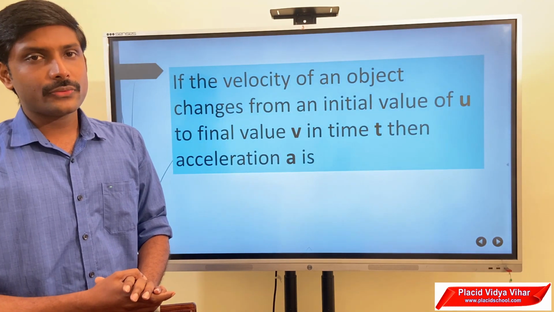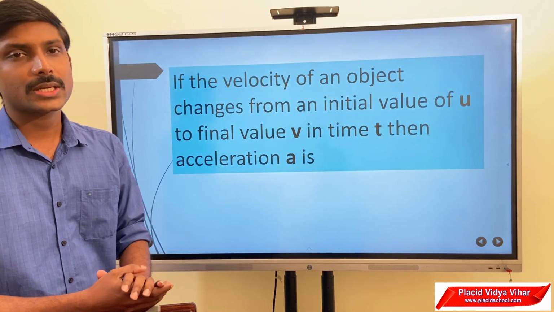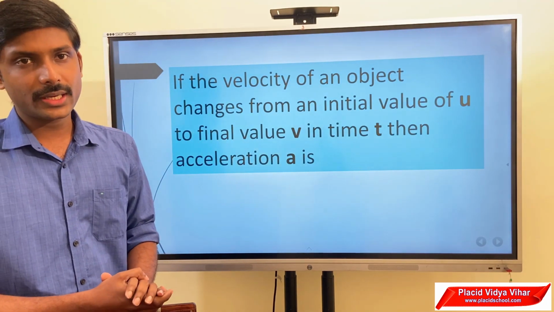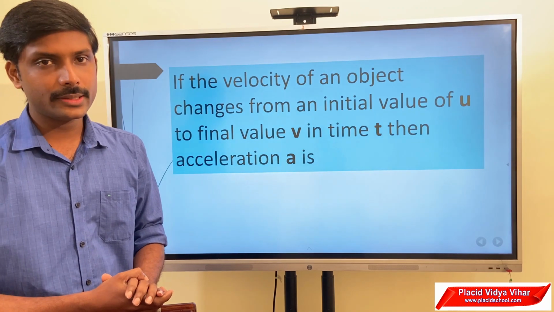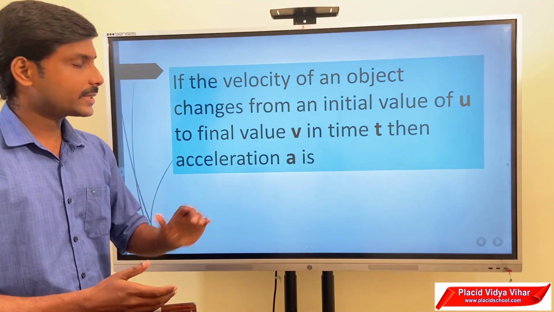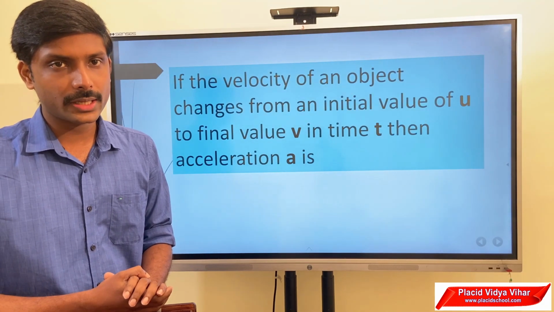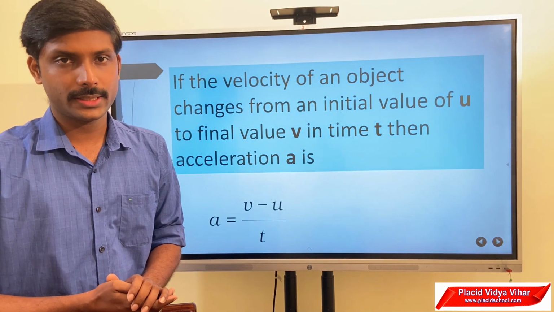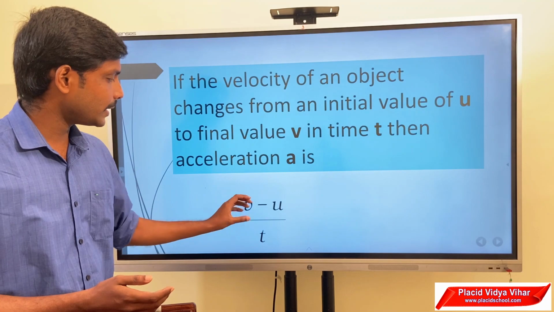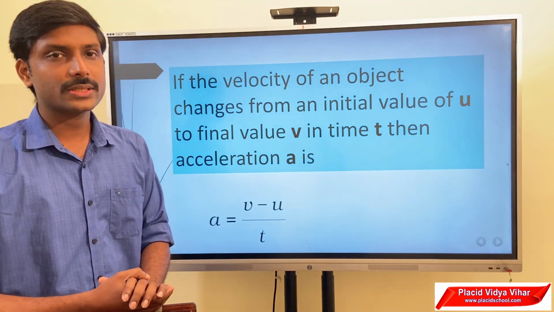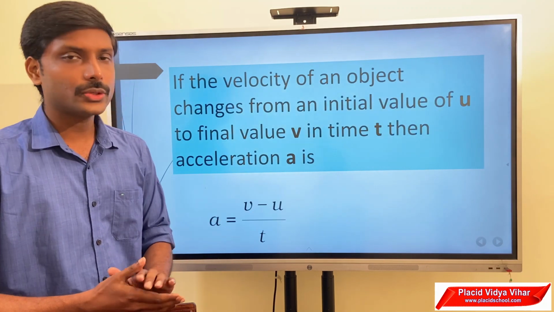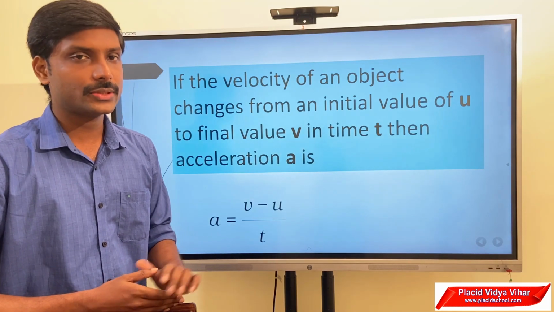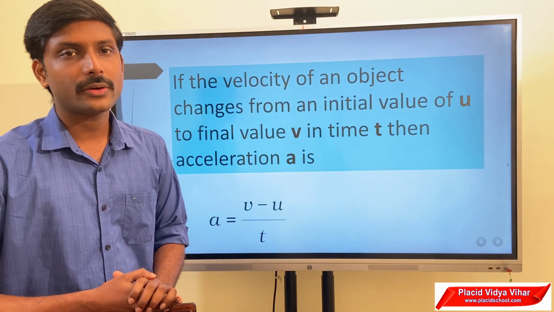If the velocity of an object changes from an initial value of u to a final value of v in time t, then acceleration a can be given by a = (v − u)/t. Here it is to be clearly noted that v is the final value, u is the initial value, and t is the time taken for that change from u to v.